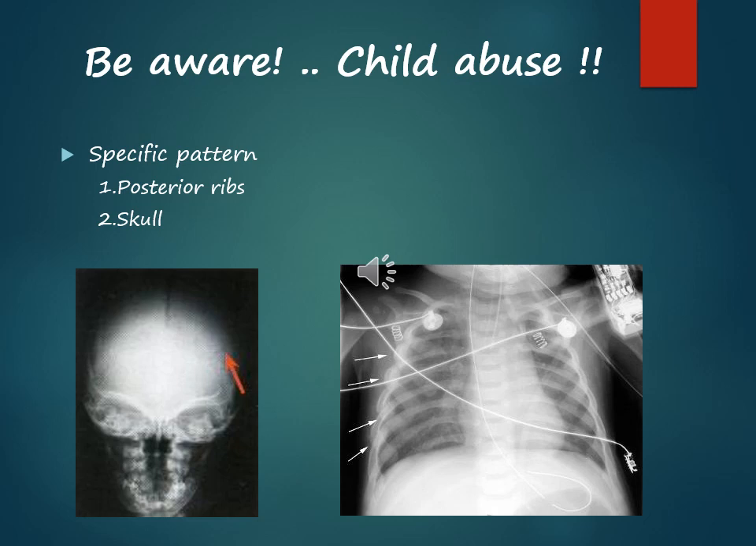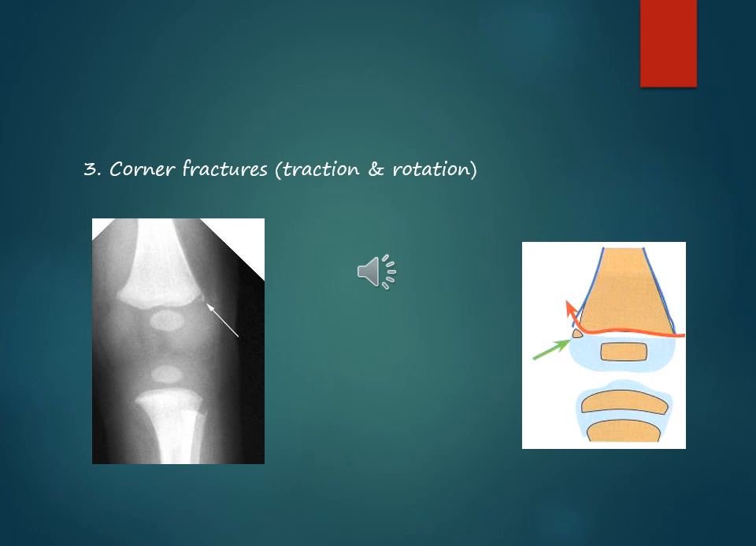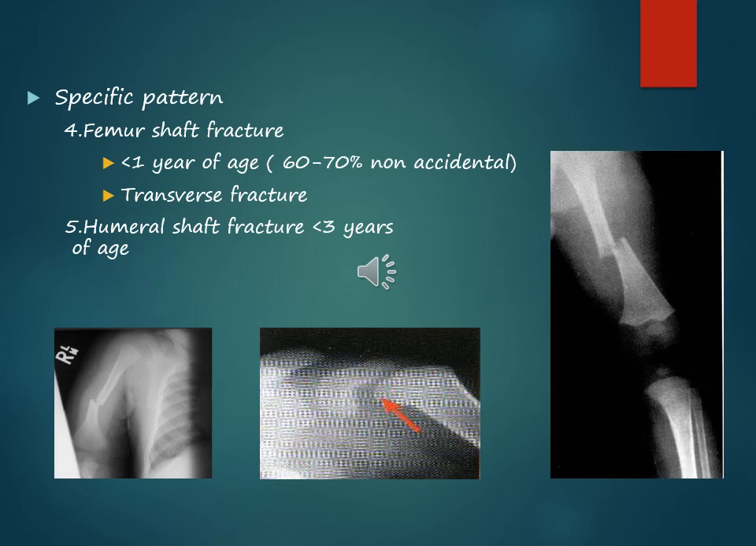There are some specific fractures that are unusual in the pediatric age group unless there is non-accidental injuries, like rib fractures and skull fractures. Also, what we call corner fractures around the joints, which are usually caused by rotational forces. These are very commonly associated with non-accidental injuries. Also, sustaining a femur shaft fracture in the non-walking age, especially under the age of one, is highly suspicious of non-accidental injuries. Also, humeral shaft fractures in young children under three are also suggestive of NAI.